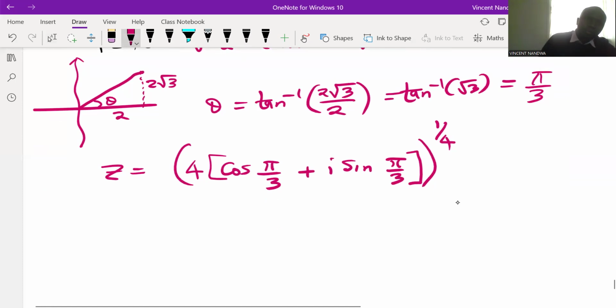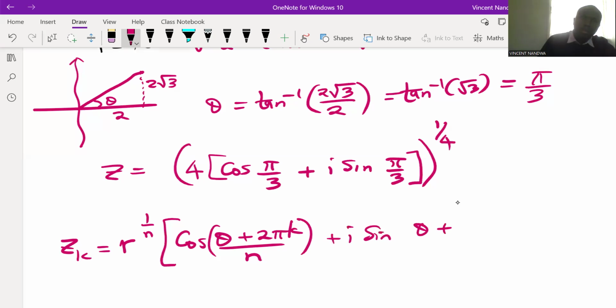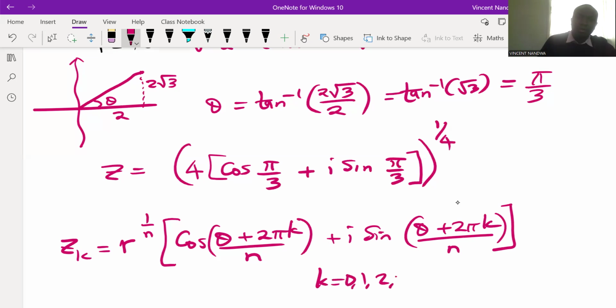So z_k should be given by r to the power 1 over n times cos of (theta plus 2 pi k) over n, plus i sine of (theta plus 2 pi k) over n. And because our n is 4, k should run from 0, 1, 2, up to 3.